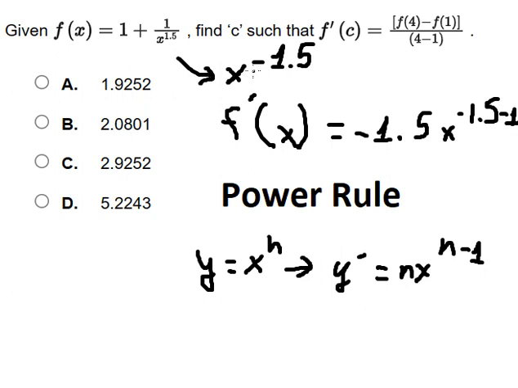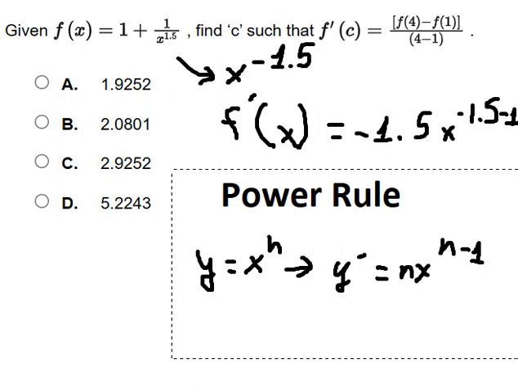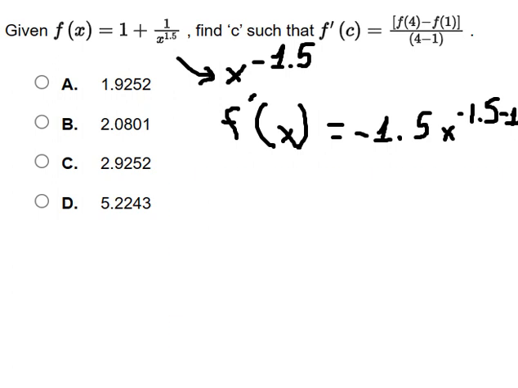Because n equals negative 1.5, that's why we put negative 1.5 here and here. And that's why we have this one. Now we simplify and we have it like this.